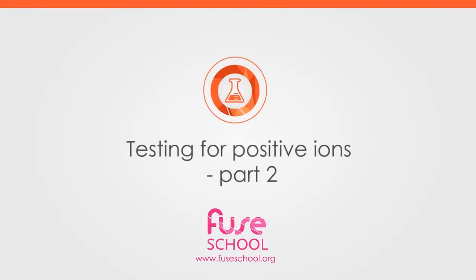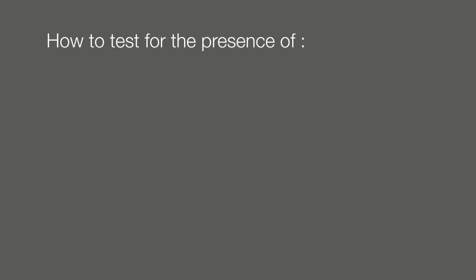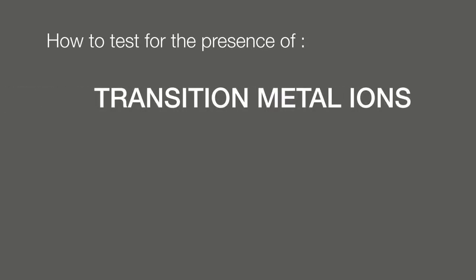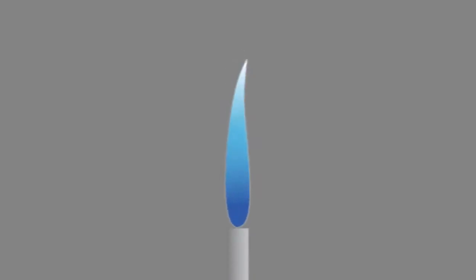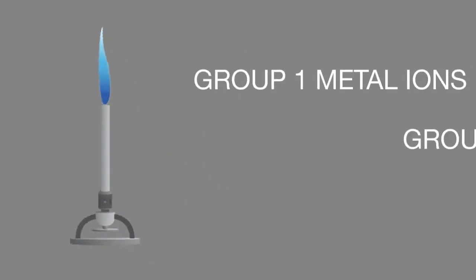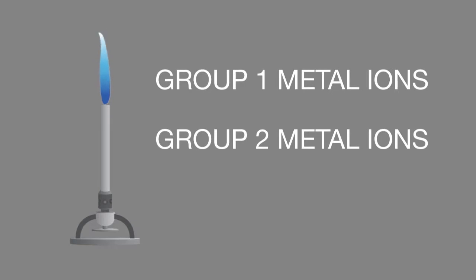In this lesson, we will learn how to test for the presence of transition metal ions and the ammonium ion. A flame test may be used to test for the presence of group 1 and group 2 metal ions, as well as for the copper 2+ ion.